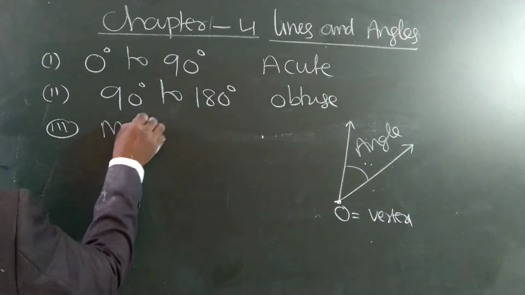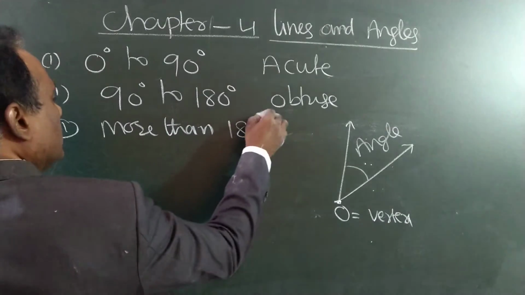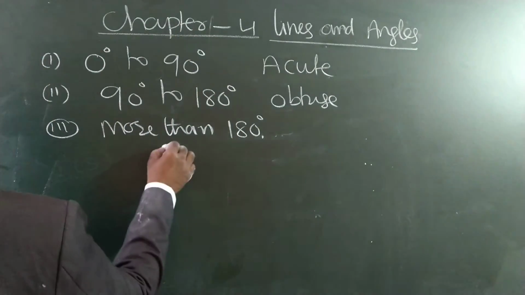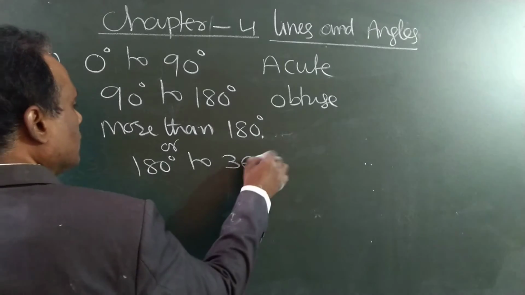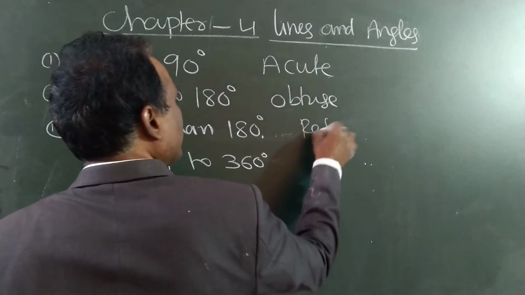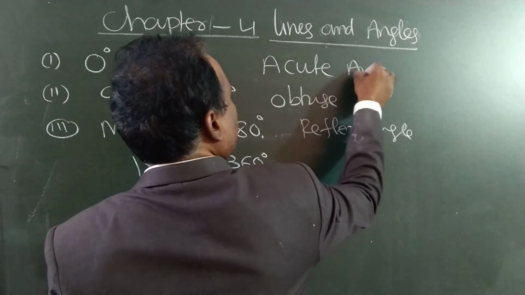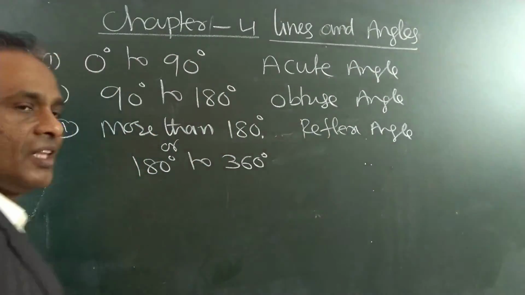More than 180. That means 180 to 360. This is called reflex angle. Acute angle, obtuse angle, reflex angle.